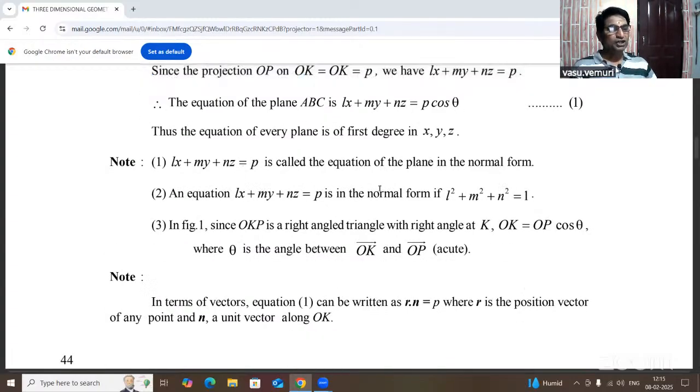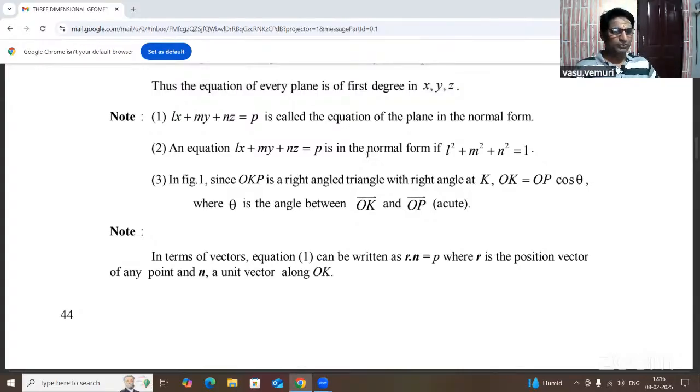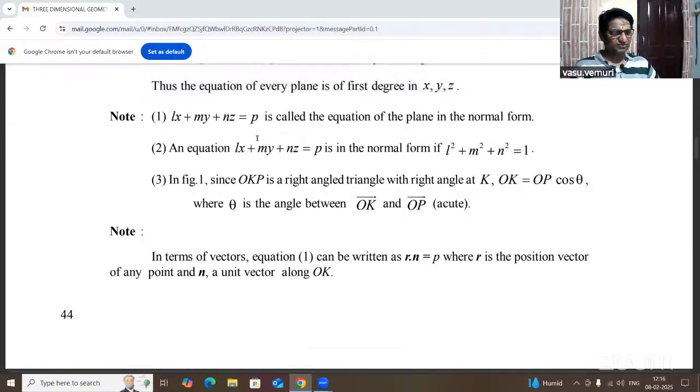Students, listen carefully. The general equation of a plane is Ax plus By plus Cz plus D equal to 0. According to the general form, the normal form of the plane equation is Lx plus My plus Nz equal to p. It is called the equation of the plane in the normal form. The important condition is that for the coefficients of x, y, z, L, M, N, the sum of the squares L square plus M square plus N square equals 1.